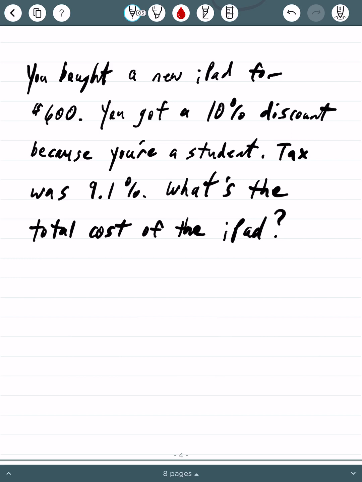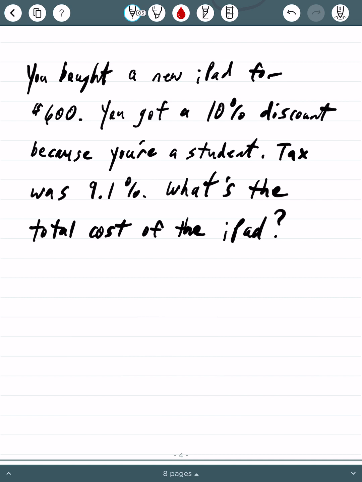So it's pretty simple to figure out 10% of something. Now let's look at another one. You bought a new iPad for $600. You got a 10% discount. Hey, that's $60. If you've paid $600 and it's saying you got a 10% discount, that's $60 sale, $60 discount.